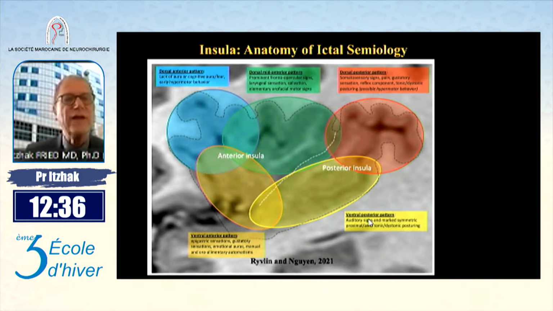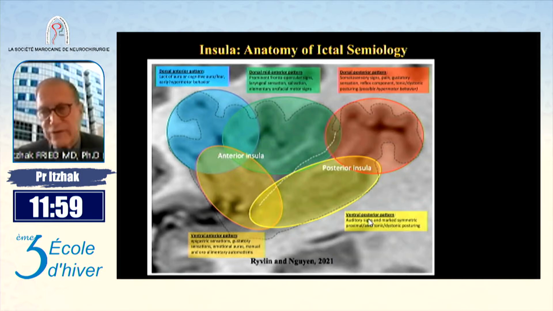One is a dorsal anterior pattern, where you sometimes don't have an aura, or you can have an aura of fear, or sometimes hypermotor behavior. Then the classical ventral part of the anterior insula, which is more associated with epigastric sensation, gustatory, emotional aura, or sometimes manual and oral alimentary automatisms. You can see immediately that this anterior insula has a semiology which is very similar to temporal lobe epilepsy, or medial temporal lobe epilepsy. And that, of course, has to do with the connectivity of the insula.